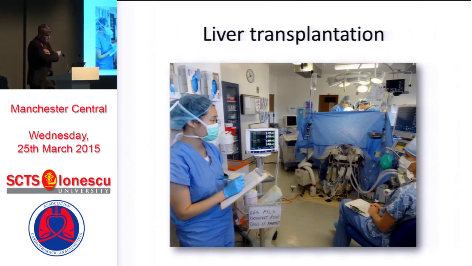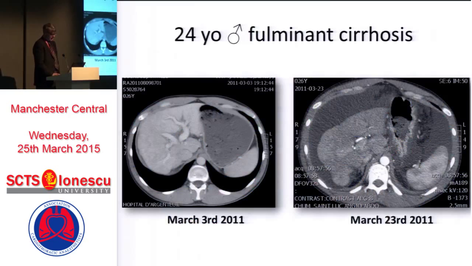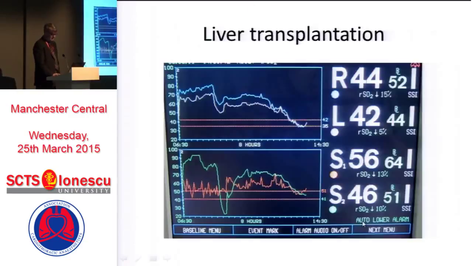This is one of the cases we had in our research project. So basically what we did, we monitored brain and somatic oximetry in 100 patients who underwent hepatic resection, and there were 10 liver transplants. And when you do this in these patients, this is the operating room setup. This is what you will see. So this was a patient who had a fulminant cirrhosis. This was his liver on March 3rd and on the 23rd. You see it completely shrunk, with ascites.